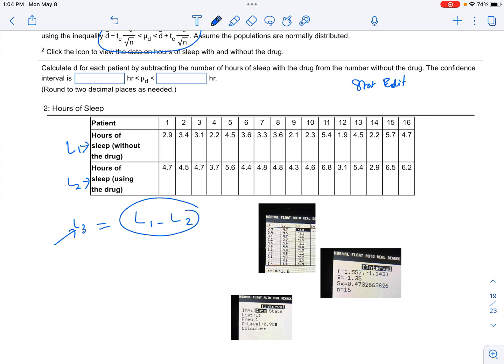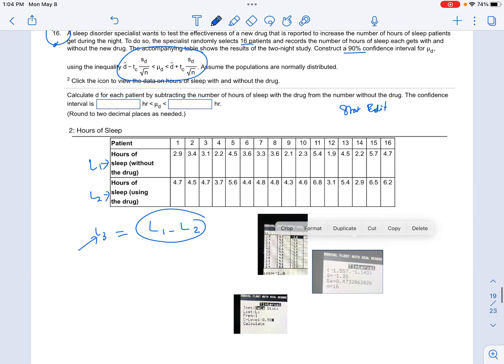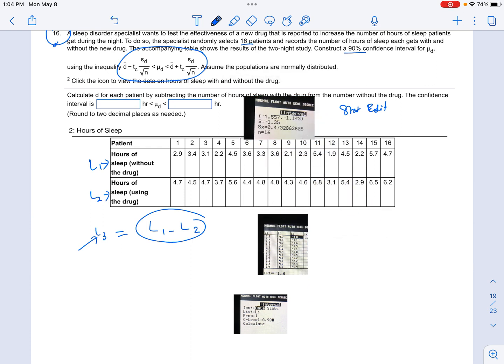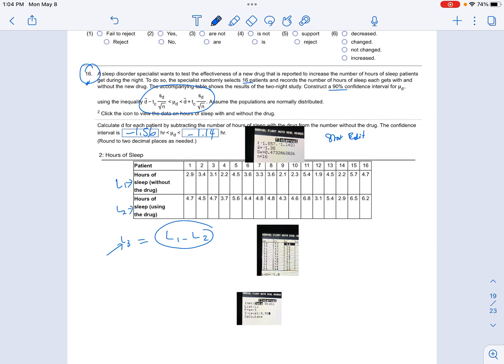So when it says calculate the confidence interval, what is the confidence interval? This is what you have here. So my confidence interval, rounded to 2 decimal places as needed, is negative 1.56 to negative 1.14. That's it. End of the story.